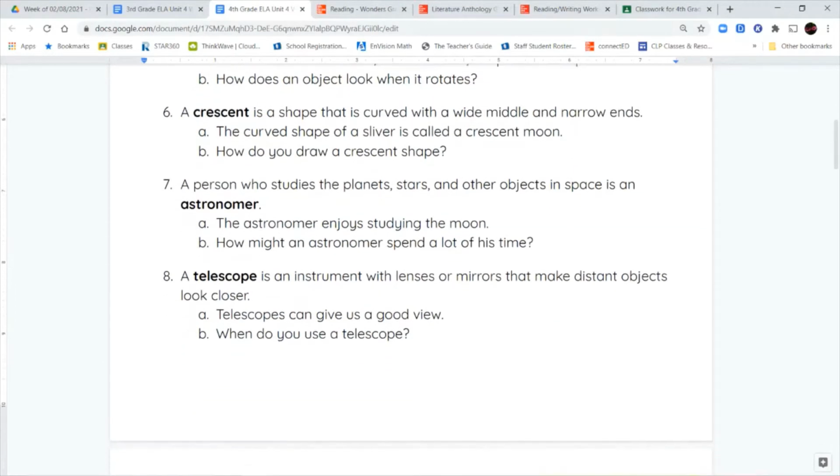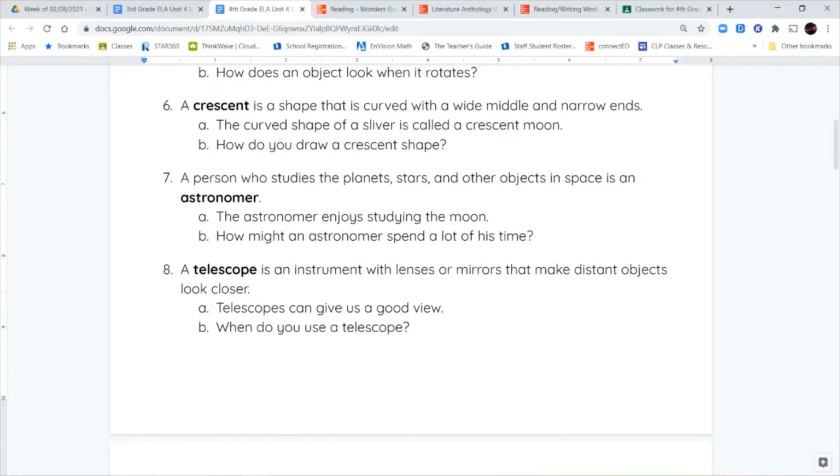Next, we have the word astronomer. Now, an astronomer is a person who studies the sky. So they're studying the planets, the moons, the stars, any other objects in outer space. That kind of scientist is called an astronomer.